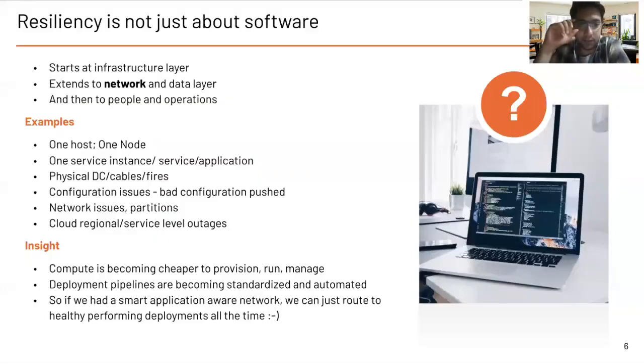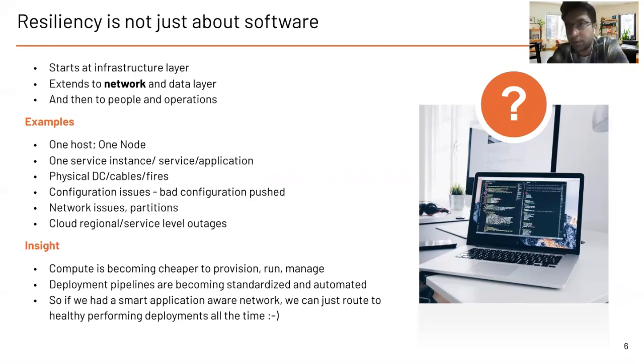Well, before we go into that, let's just scope the problem of resiliency. It's a multi-layer problem, which can start at the infrastructure layer, but then extends to the network layer. And the more distributed they are, the more critical the network layer is for reliability. And obviously it extends to the data layer as well, and to your people practices and operations as well. Right?